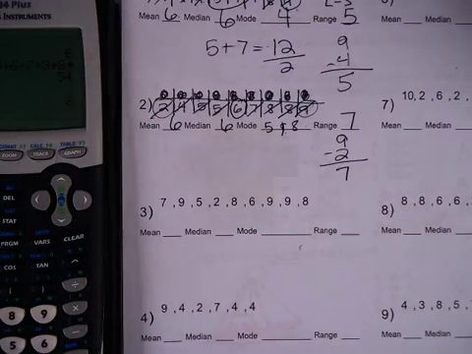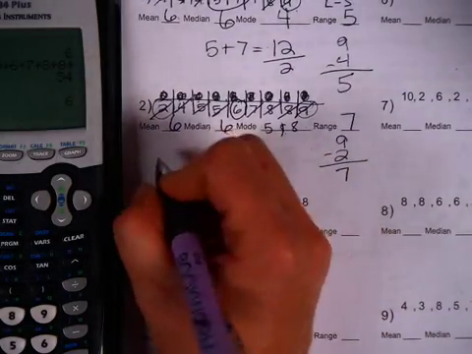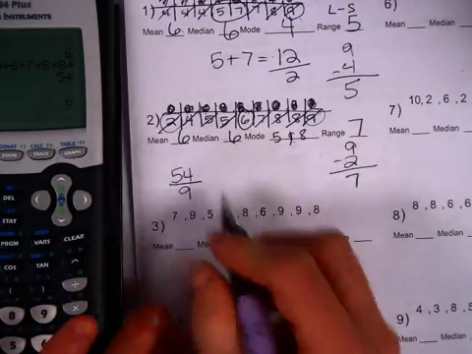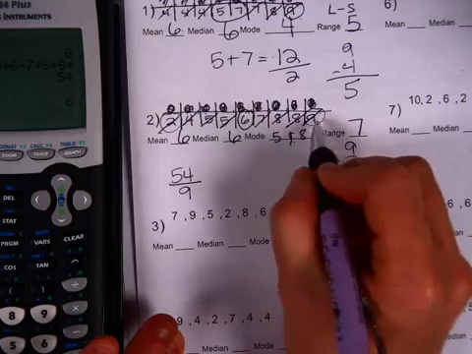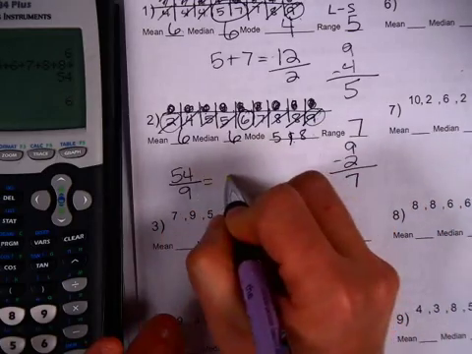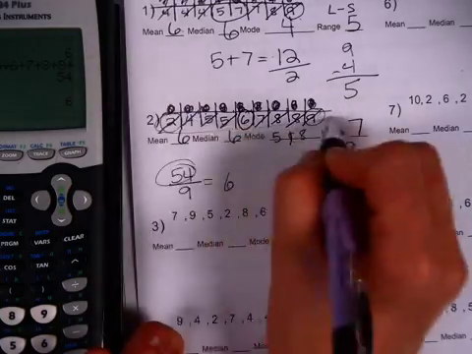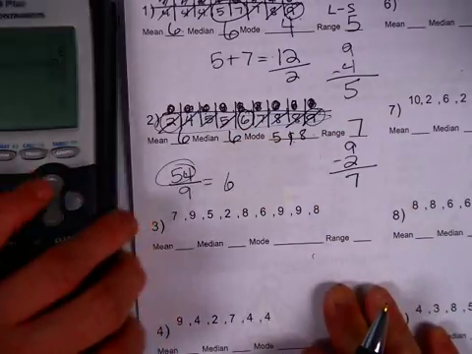Okay? So, sorry. That's how we found it. We added all these up and got 54, and 54 divided by 9 is 6. But we added all those numbers. That's what equals 54. All right.